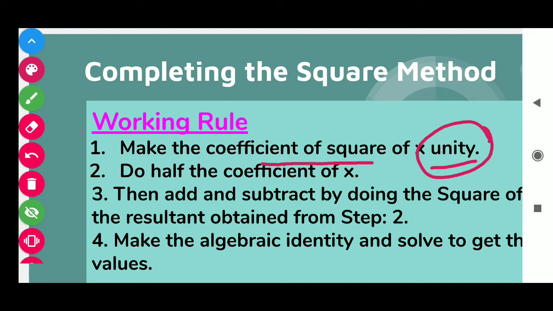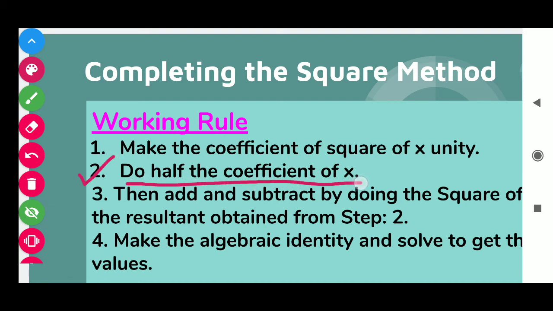And second is do half the coefficient of x. x के coefficient को स्टूडेंट्स हमें half करना है. Suppose we have the coefficient of x as 3/4. What is the half of 3/4? आपको simply denominator को 2 से multiply कर देना है. In this way we get 3/8. You can see. So students, second point is to half the coefficient of x.